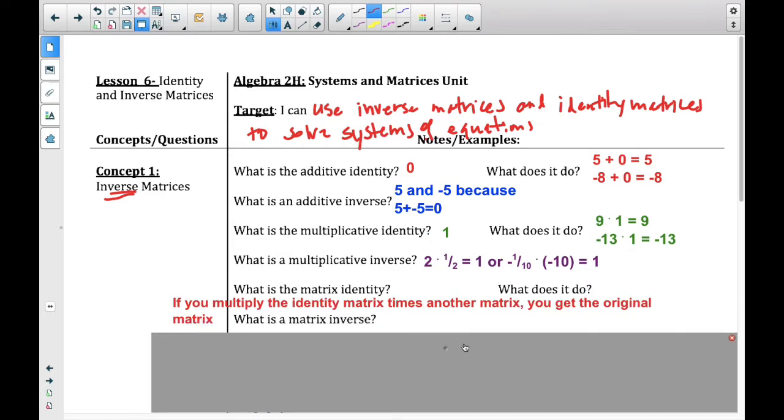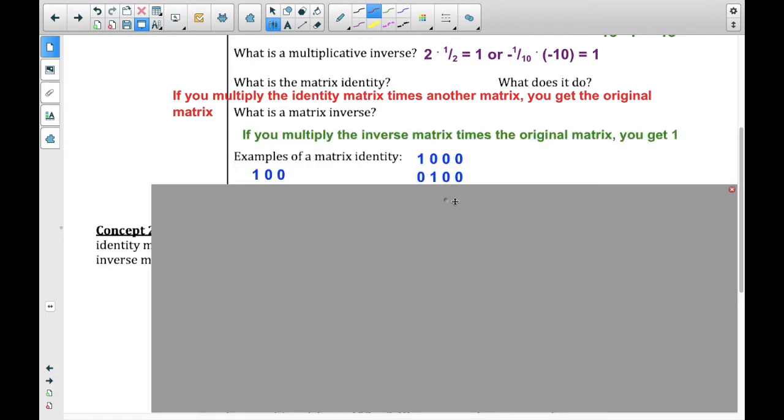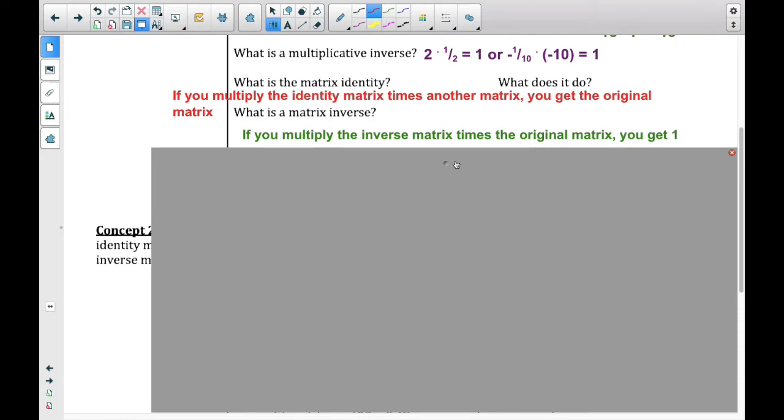All right, well, what about matrices? We have identities with matrices as well, and we also have inverses. The matrix identity, and what does it do? I just decided to put these together because it just makes more sense. If you multiply the identity matrix times another matrix, you get the original matrix. So it's kind of like multiplying by 1, but it's not scalar multiplication, it is matrix multiplication. A matrix inverse is if you multiply the inverse matrix times the original matrix, you get the identity.